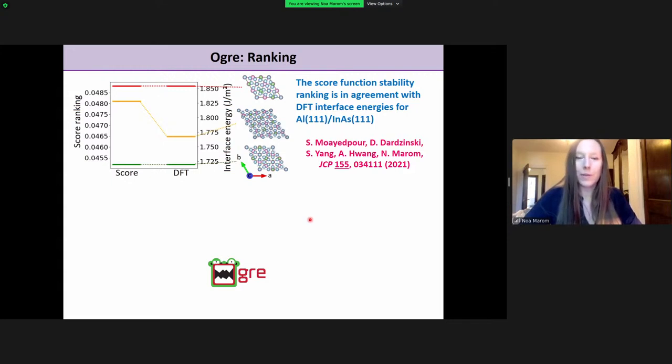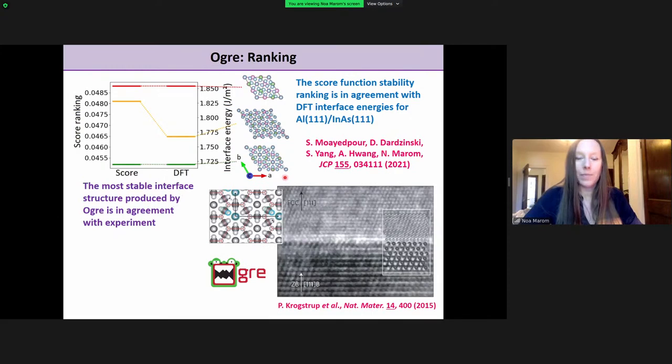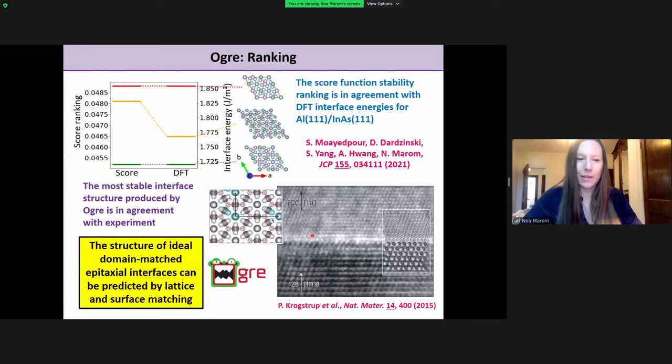So when we get to this point, we see that the interface that's ranked as the most stable using the score function and DFT is in agreement with the interface that's observed experimentally in high resolution TEM. That shows you that we can predict the structure of ideal domain matched epitaxial interfaces by lattice and surface matching.